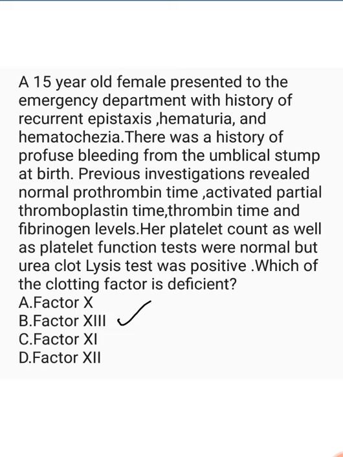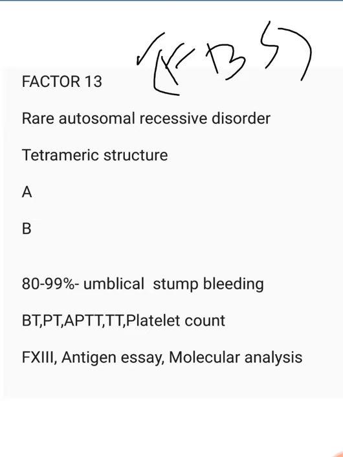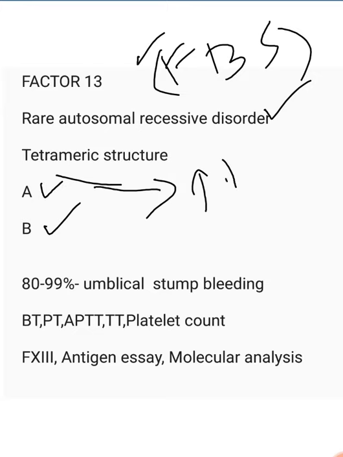Fine. So we shall discuss a few things about factor 13 and then we will come to this MCQ. The other name for factor 13 is fibrin stabilizing factor. Its main function is the stabilization and protection of the newly formed fibrin. It is a very rare autosomal recessive disorder. If you look at the structure, it is a tetrameric structure with two subunits, A subunit and B subunit. The deficiency of the A subunit is more common.